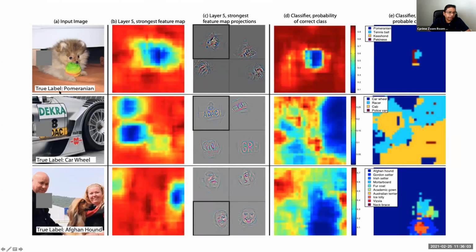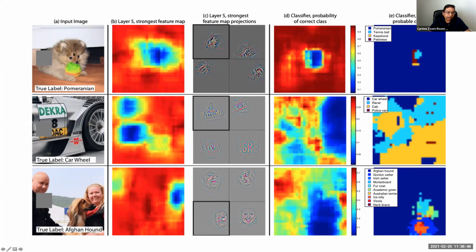And what they do is they use the model and then they put this gray square by masking out parts of this picture and say, what is it that the model is predicting if this gray square keeps moving? And so I just want you to focus on this, the fourth column. And this is basically saying the classifier probability of the correct class, which is that as long as the square is not put on the face of this Pomeranian, the correct class is coming out as a Pomeranian.